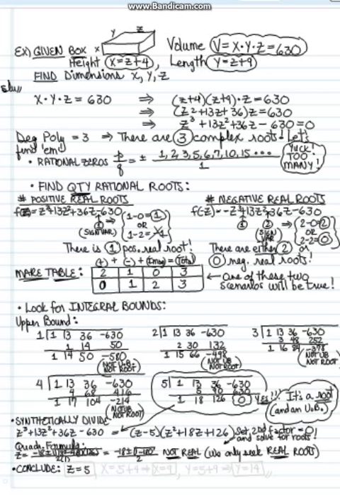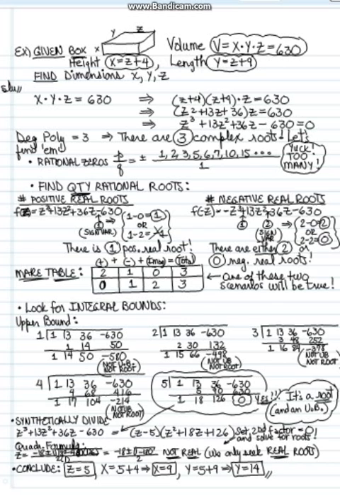Here's our conclusion. z was equal to 5. That was one root. Then we have z, not x. x is the other dimension, remember, it's equal to 5 plus 4, and y, the other dimension, is 5 plus 9.